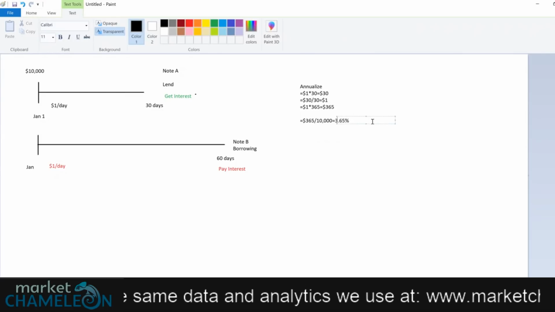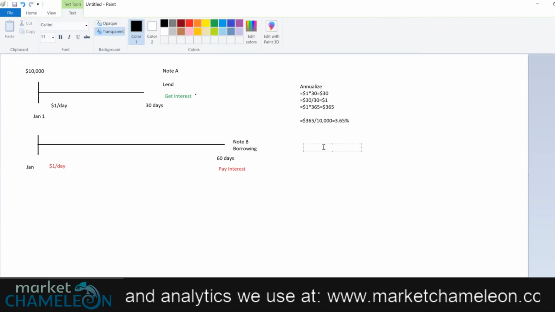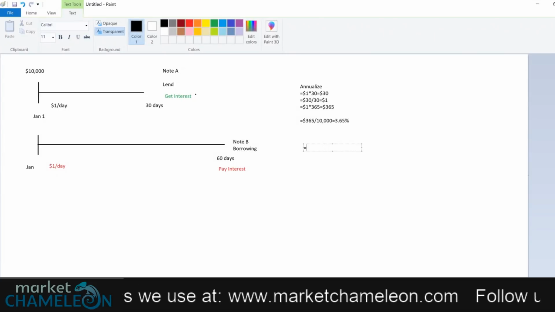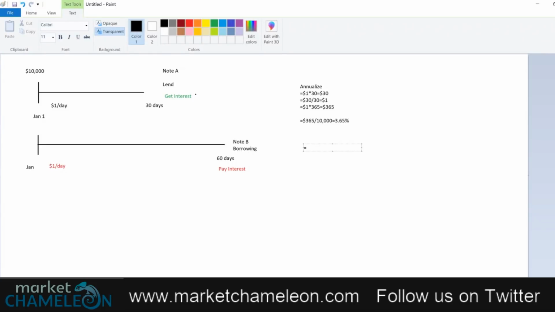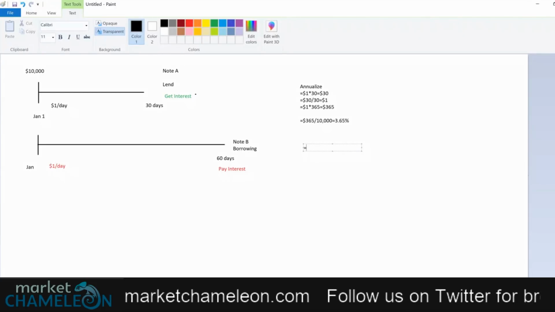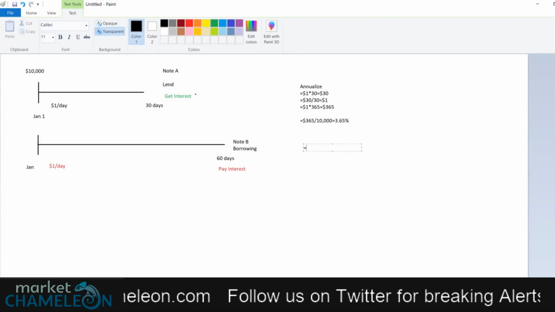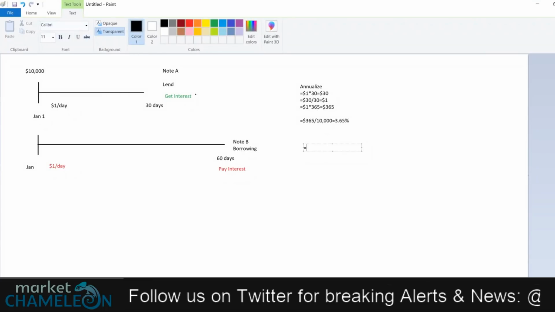Now let's do the same thing down here for Note B. I'm going to do it really quickly because we're going to use this as a reference as I show you how this model is broken and how you can take advantage of weaknesses in it. So just bear with me.